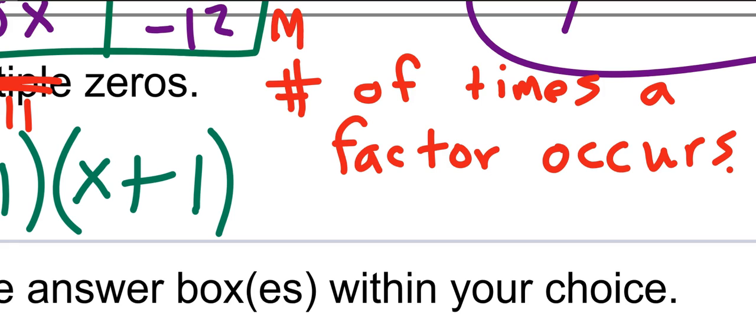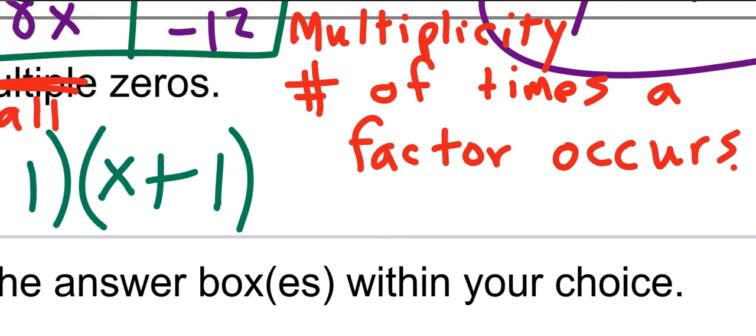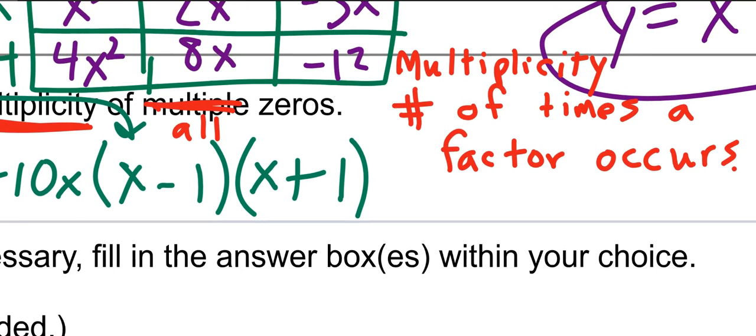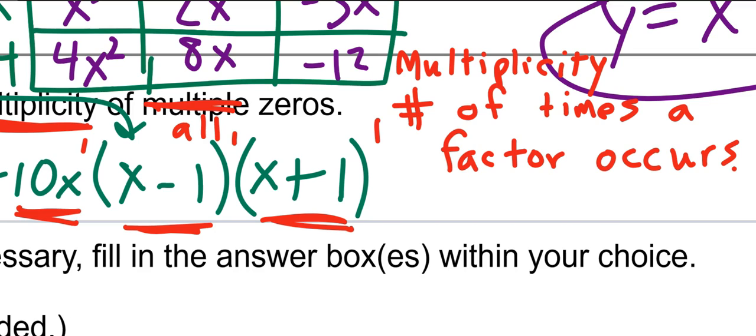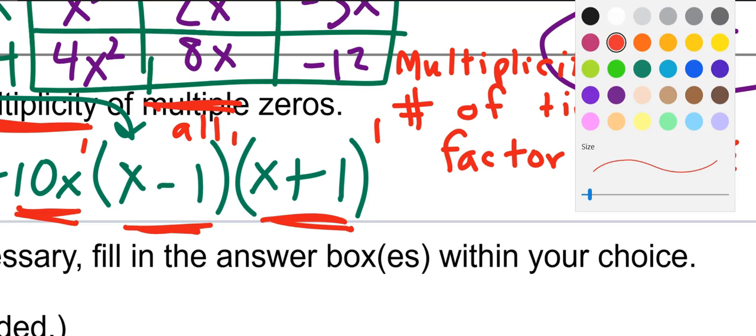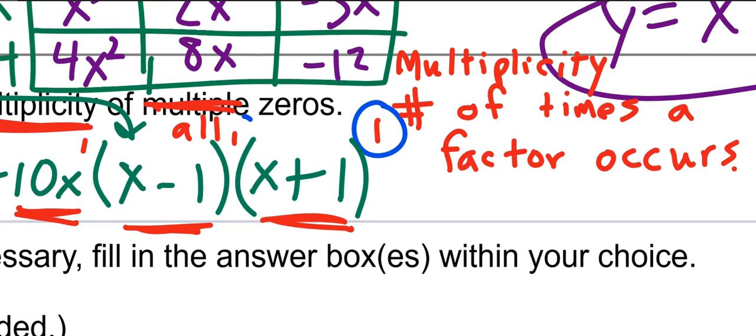Okay, so this is my term multiplicity. How many times do you see 10x here? You see it one time. How many times do you see x minus 1 here? 1. How many times do you see x plus 1 here? 1. So, ironically, the exponent is the multiplicity. Right there. Hey, look, we found the multiplicities. Right there, right there, right there.